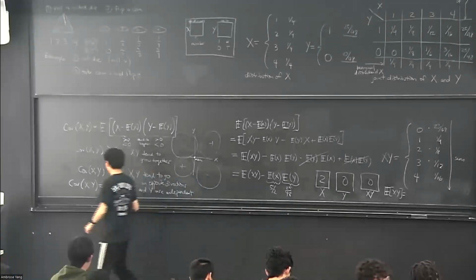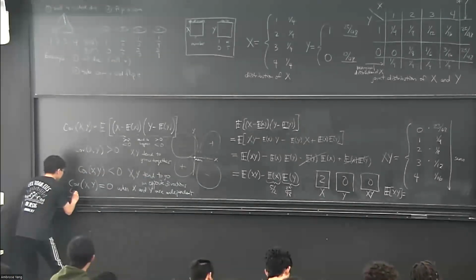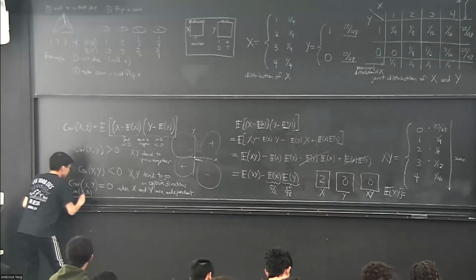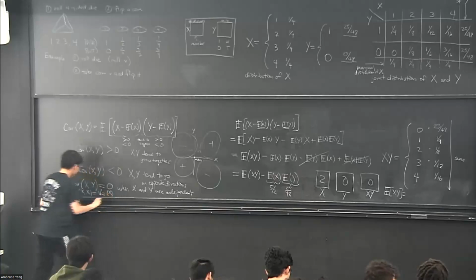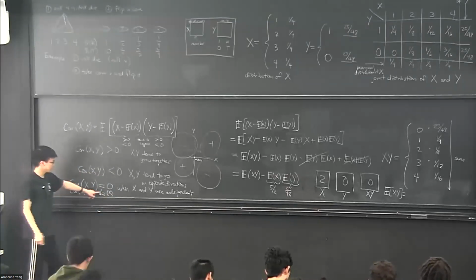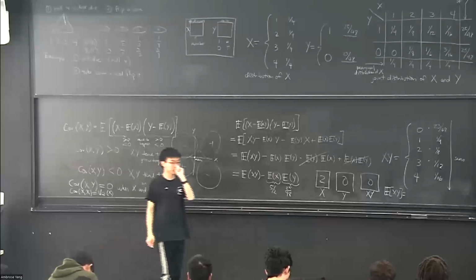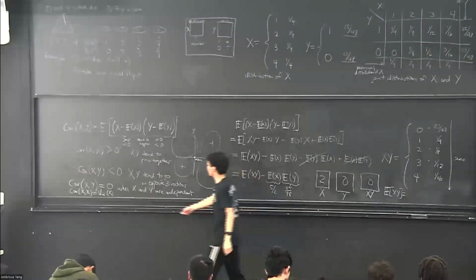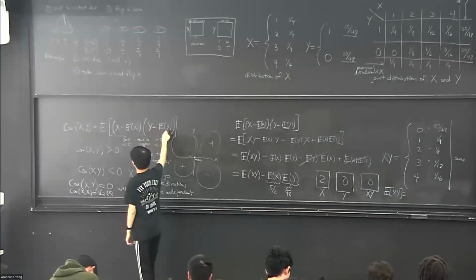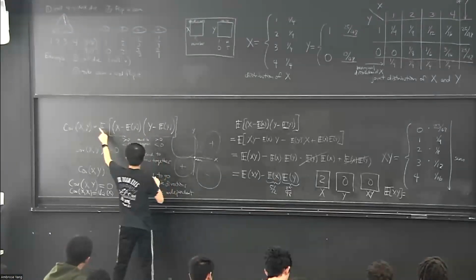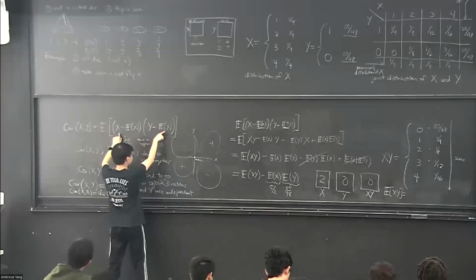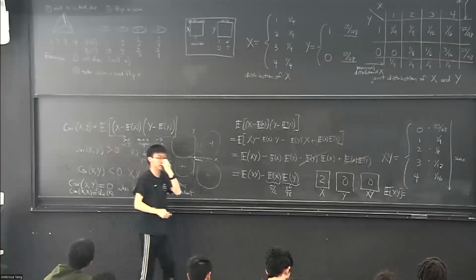Another fact that could be useful is that the covariance of x, x is equal to the variance of x. If you take the covariance of a random variable with itself, that is equal to the variance. You can see that by plugging in x right here: I get the expected value of x minus E of x times x minus E of x, which equals the expected value of x minus E of x squared, which is exactly the formula for the variance.